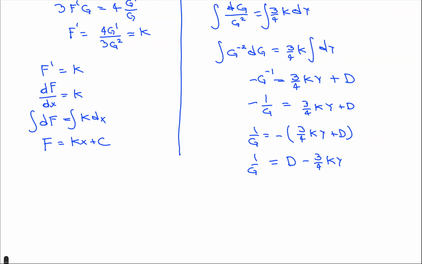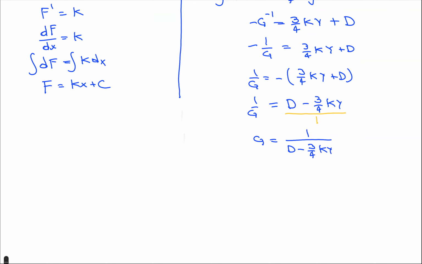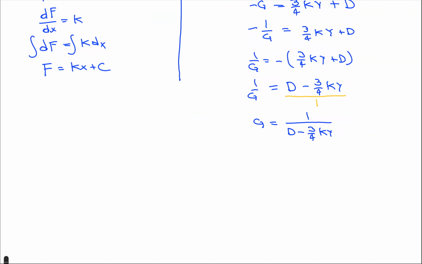So you might want to consider the right hand side. Think of the right hand side of the equation as d minus 3/4 ky over 1 and simply flip both sides of the equation. So that'll be g equals 1 over d minus 3 over 4 ky. All right. So now that we have the solution to the PDE, those are actually the two functions that will comprise the general solution to the PDE.